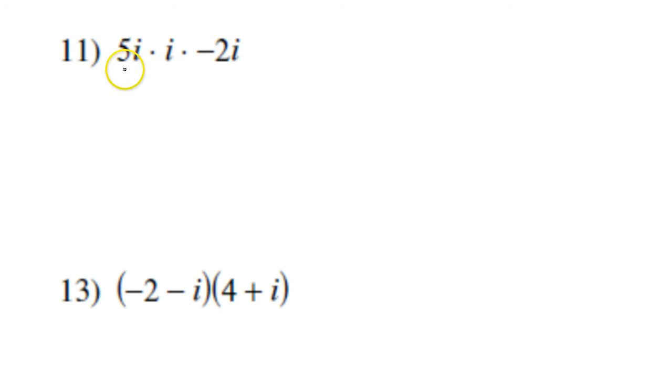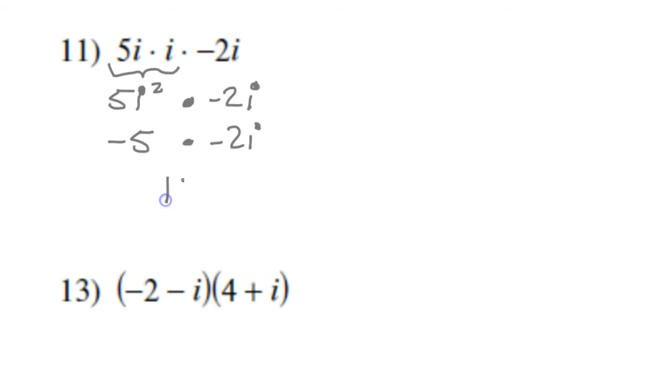All right, when you multiply three things together, you should just do two at a time. So if I multiply these two together, then I get 5i squared, that's an i, and then I still have my times negative 2i waiting around. But let's finish this. i squared is negative 1. So that's going to turn this into negative 5. So now I have negative 5 times negative 2i. Multiply that, you're going to get a positive 10 with your i.